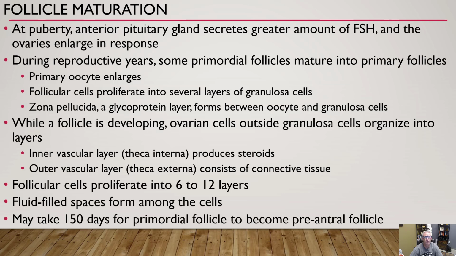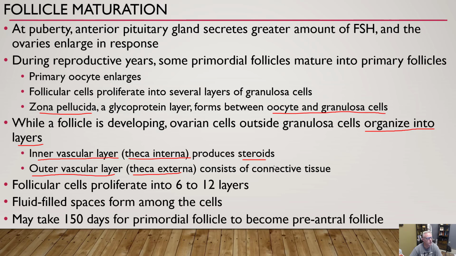And that primary oocyte is going to enlarge. Those follicular cells are going to proliferate. And then we're going to see this glycoprotein layer called the zona pellucida form between the oocyte and the granulosa cells. And as that follicle is developing, ovarian cells are going to start to become organized into different layers. We're going to be able to see an inner vascular layer and an outer vascular layer, called the theca interna and the theca externa.